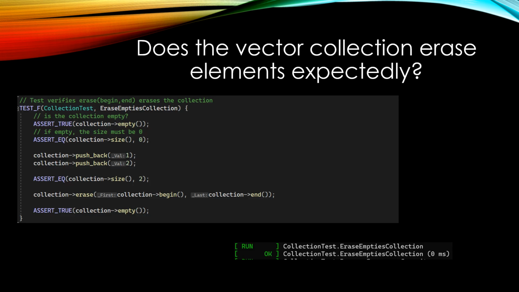This test utilizes Google test and verifies that calling erase begin end on a vector collection successfully removes all elements, leaving it empty. It first ensures that the collection starts empty, then adds 2 elements, and finally erases them while asserting that the collection is empty afterward. This is important to test because it confirms that the erase function behaves as expected, preventing potential memory leaks or unexpected behavior in applications that rely on clearing collections.